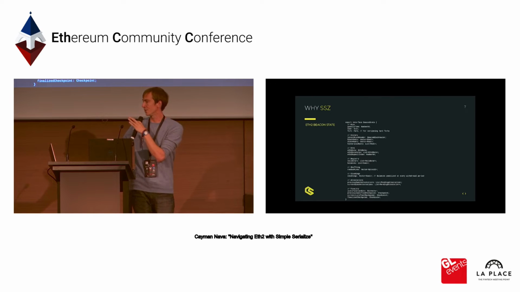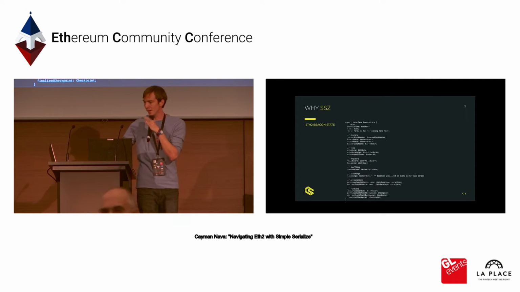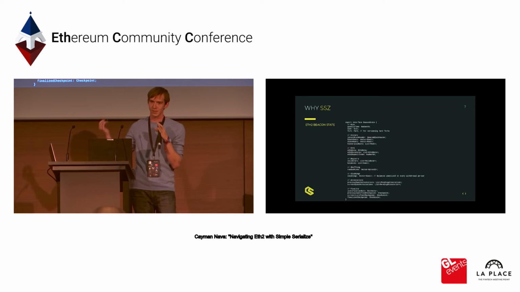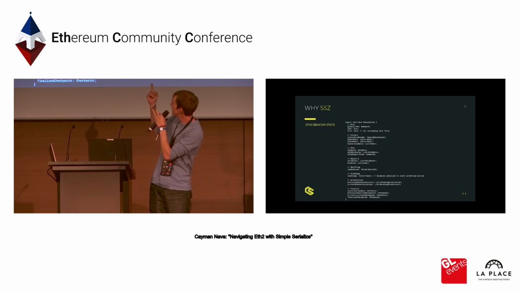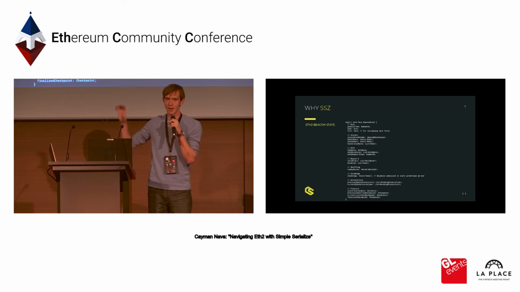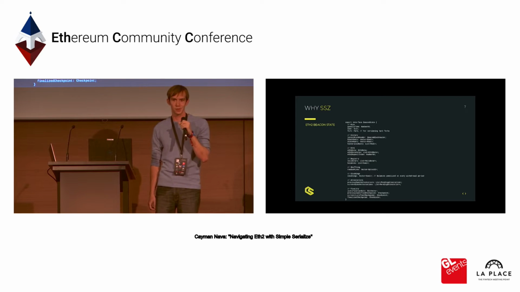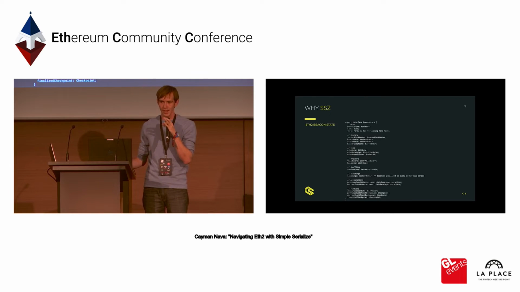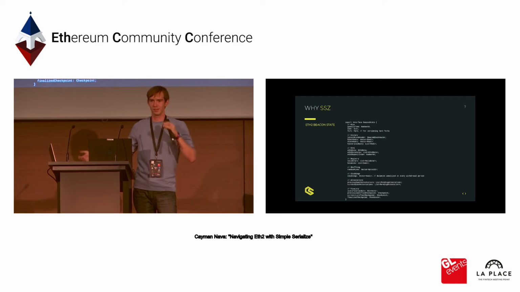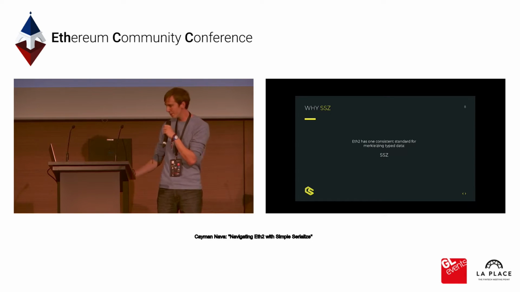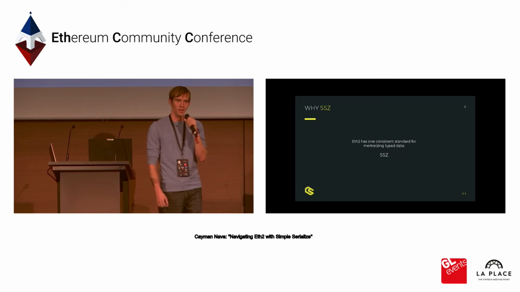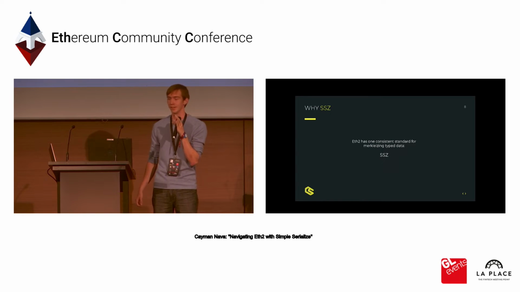So here's kind of a big list. I'm not really going to go into it, but the idea here is that there's a lot of different structures. This is just the beacon state in Eth2. There's a lot of different substructures, different things that we're Merkleizing, and so we need a consistent way to be thinking about this landscape. And so in Eth2, this consistent standard for Merkleizing data is SSZ.